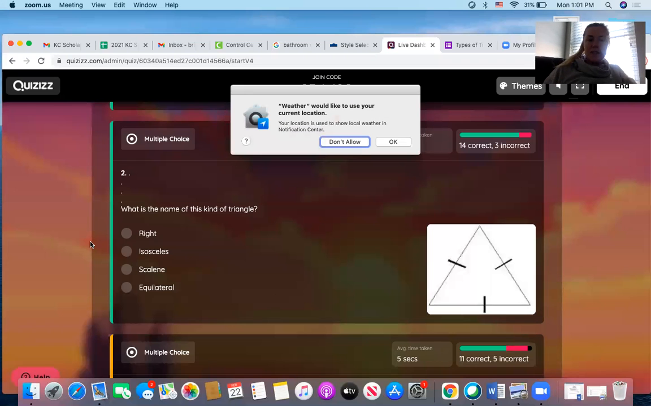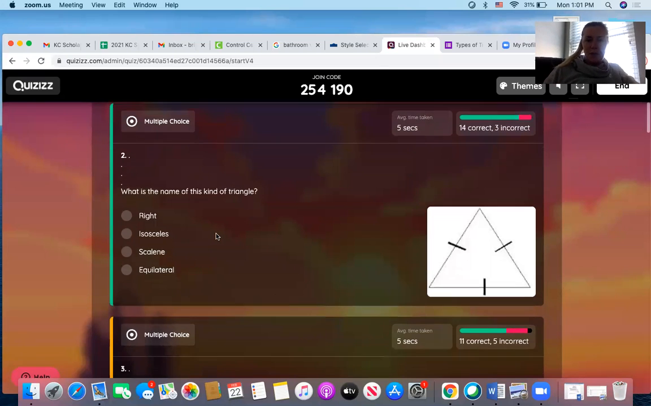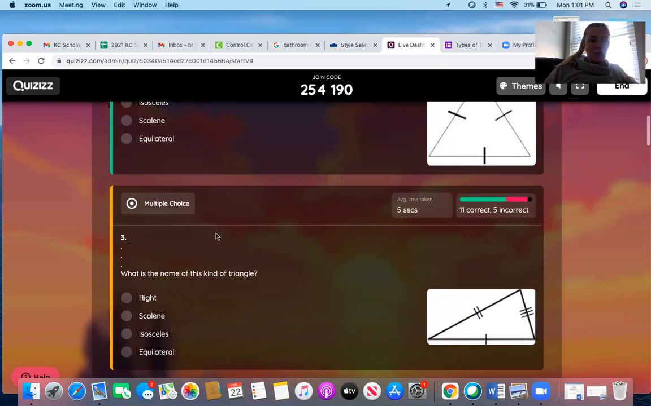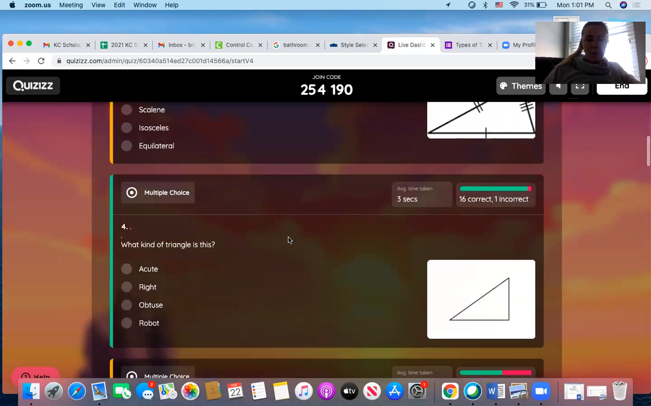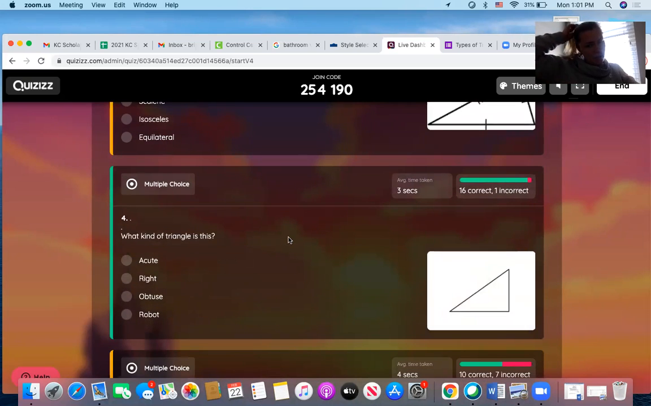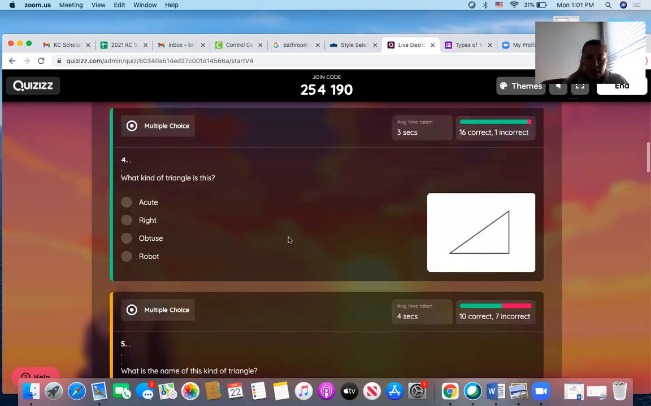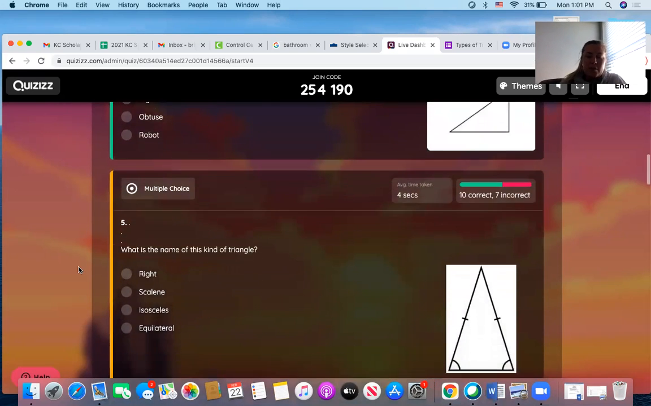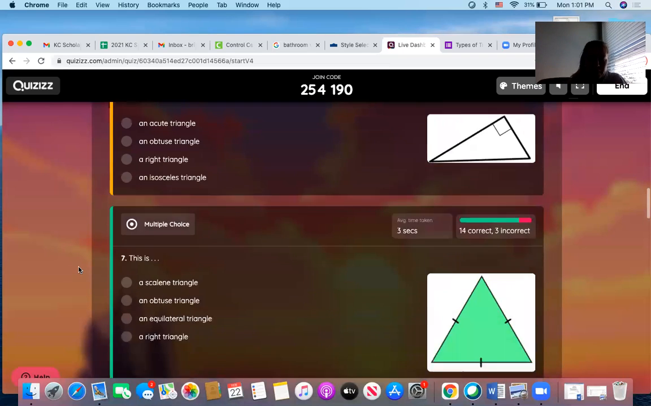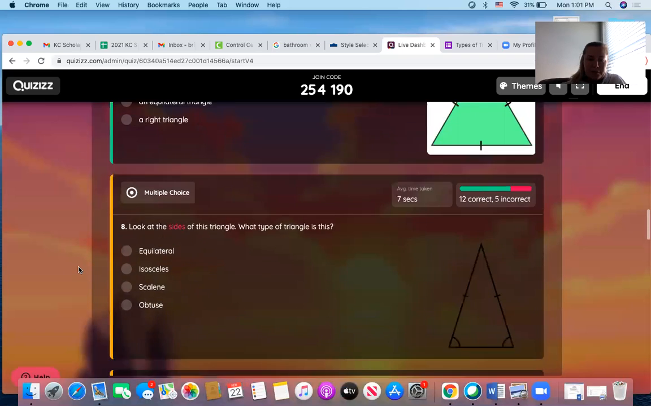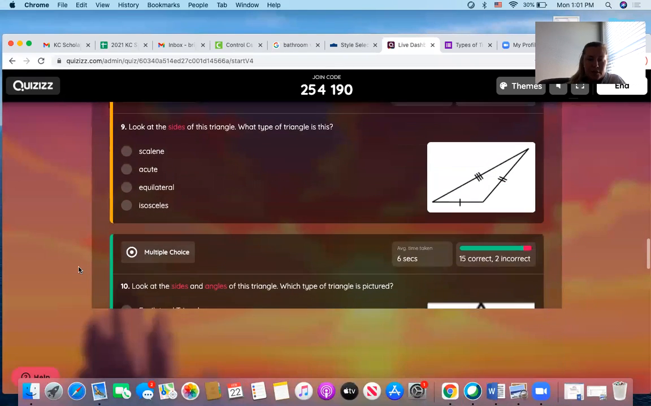All right, what is the name of this kind of triangle? It's an equilateral. Then it wants to know what is the name of this kind of triangle. In this picture, it is a scalene. What kind of triangle is this? I don't like this question. I would consider it to be a scalene, I don't know, because nothing is marked. But I think that they're going with right. So I would throw this one out if it was a test. Next question, what is the name of this triangle? It's isosceles.